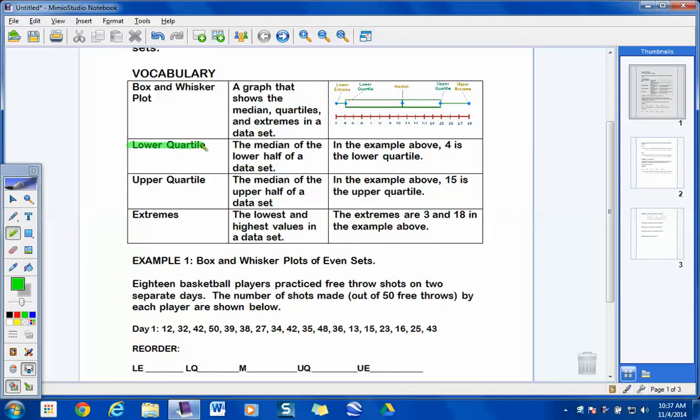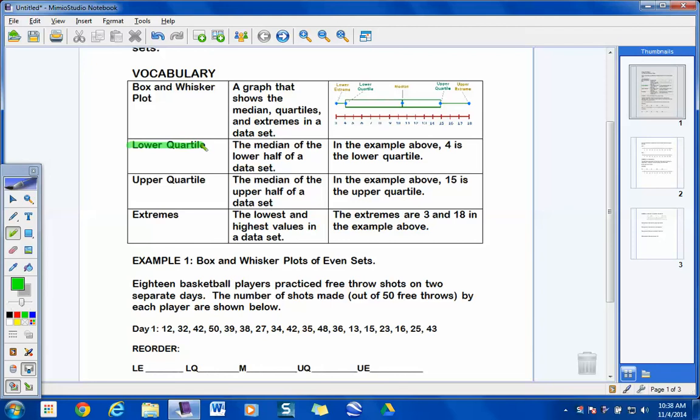So what's that going to mean for upper quartile? I have the upper half of data right here. What's the upper quartile going to be? Well, isn't that going to be the middle of the upper half? You guys agree with that? You're going to take your data and split it in half. The lower quartile says it's the middle of the lower half.